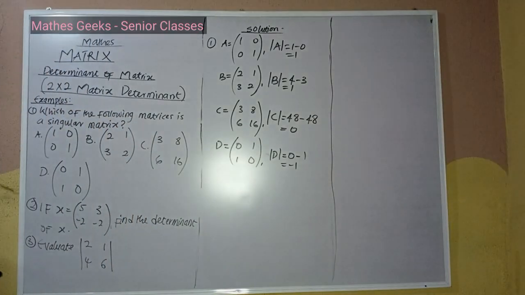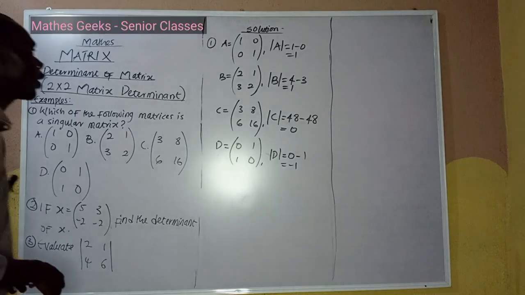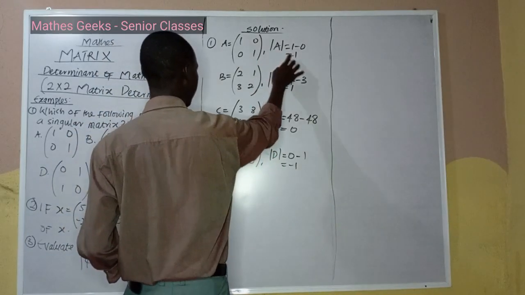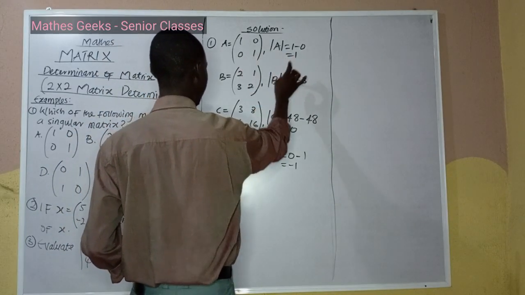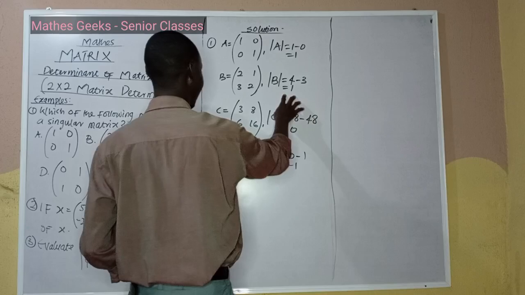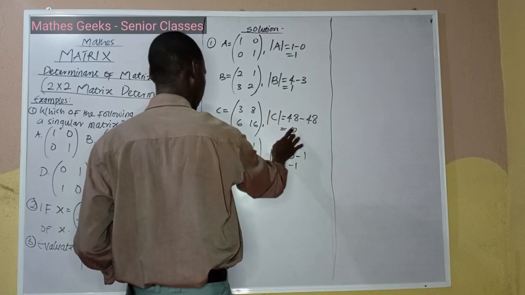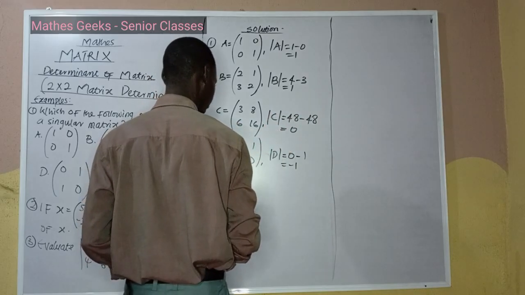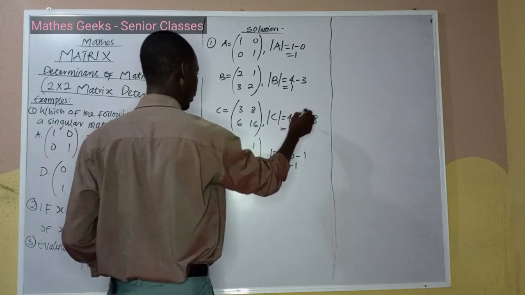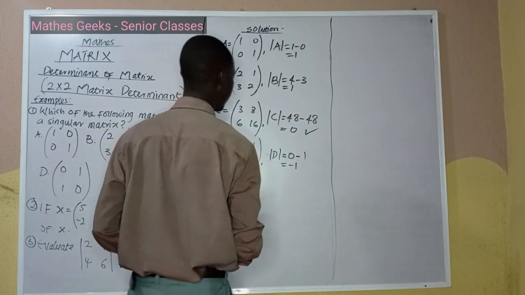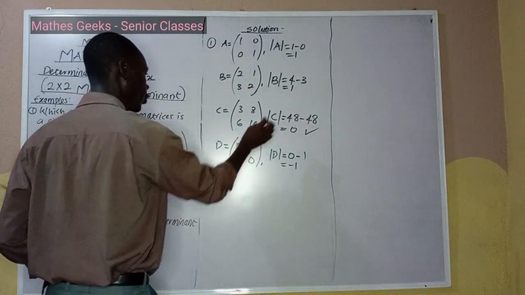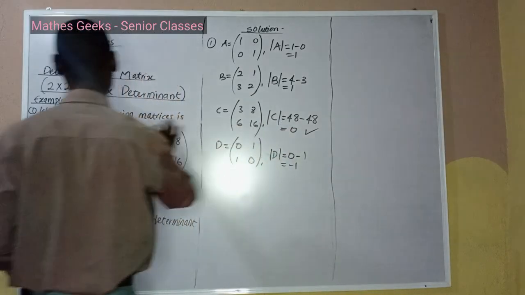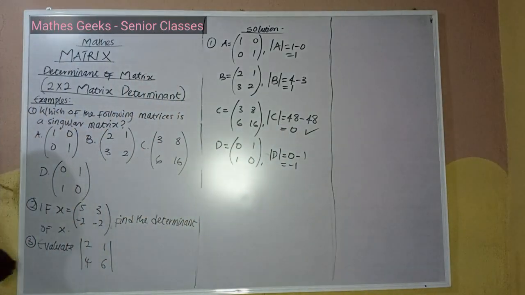Well, from our definition earlier, we said that once the determinant of a matrix is equal to 0, then that matrix is said to be a singular matrix. So from what we have here, the determinant of matrix A is 1, determinant of matrix B is 1, the determinant of matrix C is 0, and the determinant of matrix D is minus 1. So matrix C is a singular matrix because its determinant is equal to 0. So option C is the answer.